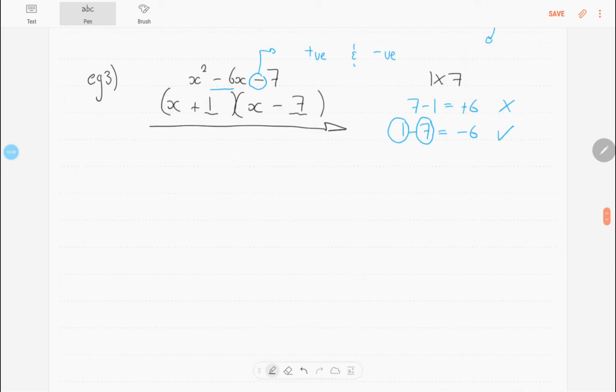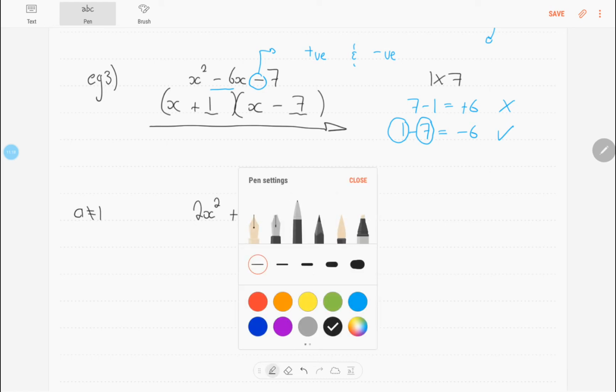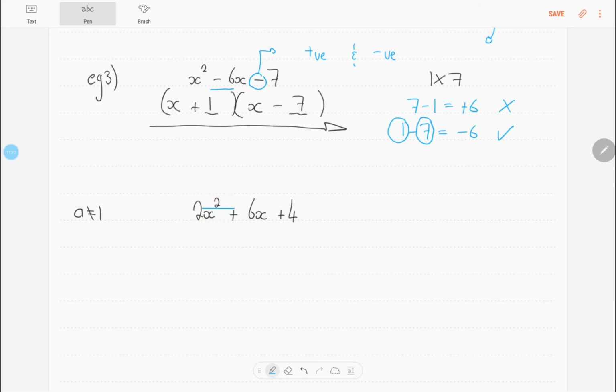Okay, so let's have a look now at a slightly more complicated case. So if a is not equal to 1, equal to 2, 3, minus 4, whatever. Here we have 2x squared plus 6x plus 4. I just want to say that just because now there's a coefficient in front of our x squared, the information that we can get out of the signs is still exactly the same. So we know here that we need the same signs.